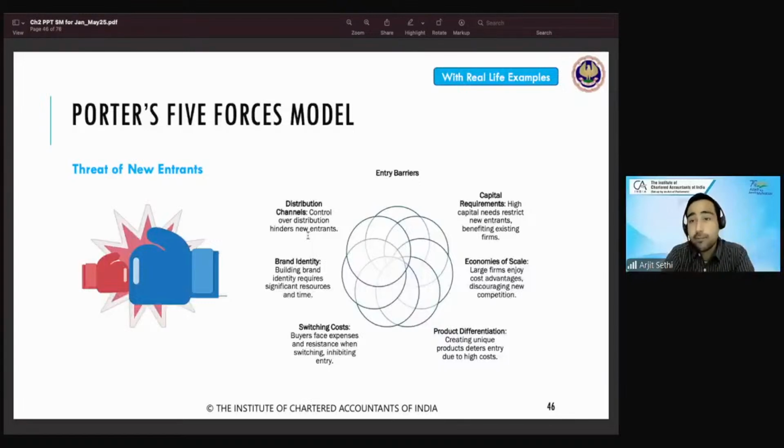Number 3, product differentiation. You are so different from the market that people just stay away from you, right? That's called iPhone, product differentiation. Okay. Nobody wants to touch iPhone. They create their own phones. They create their own segment. They don't come close to iPhone. Nobody says I'm better than iPhone. Everybody says I am a good brand too, right? The product differentiation of iPhone is such that it keeps new entrants away.